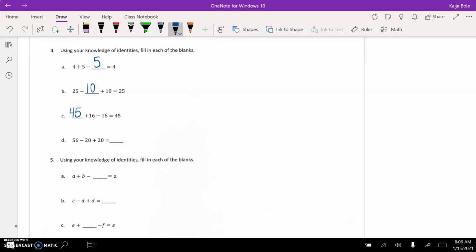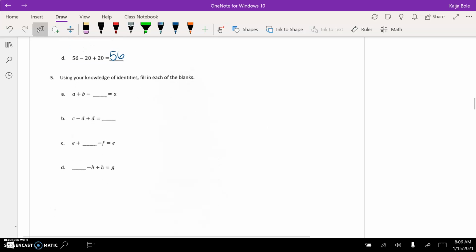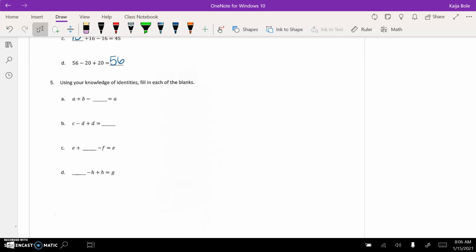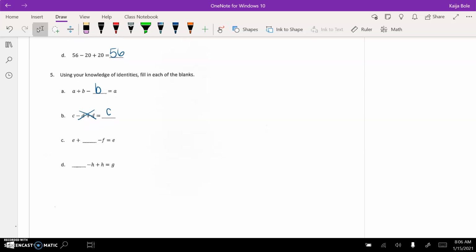Now 56 minus 20, but plus the 20 back on. So I'd end up back at 56. All right, and now we can do the same thing with letters. So A plus B minus something, and I want to get back to A, so it means I'd have to subtract that B off. C minus D plus D, so that cancels, they're gone. I'm left with C. E plus something minus F to equal E. Well, I'd have to have an F there. And then the last one would be G in the blank.